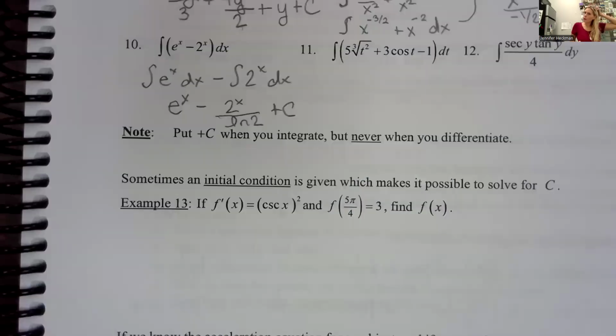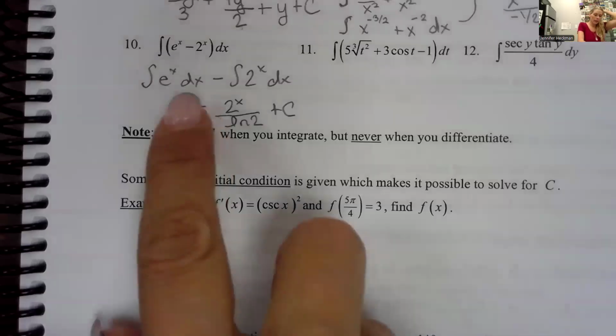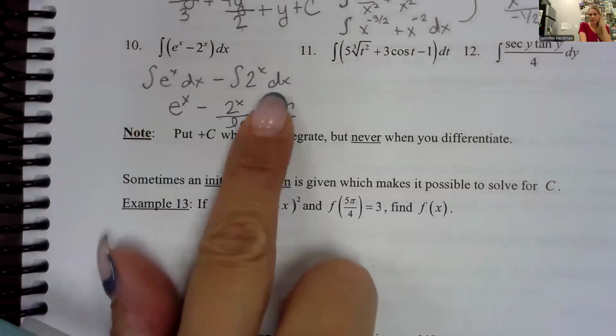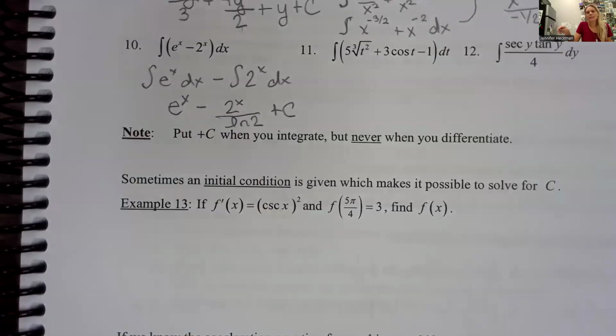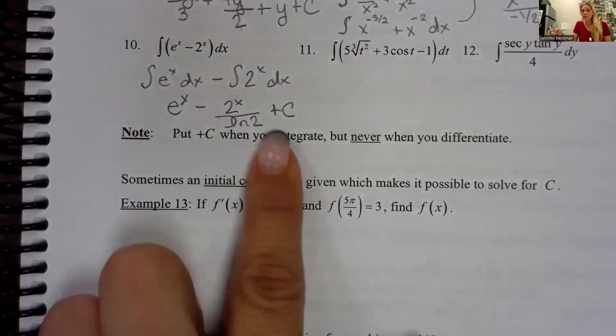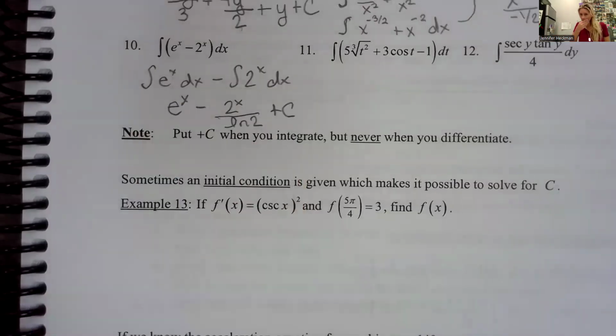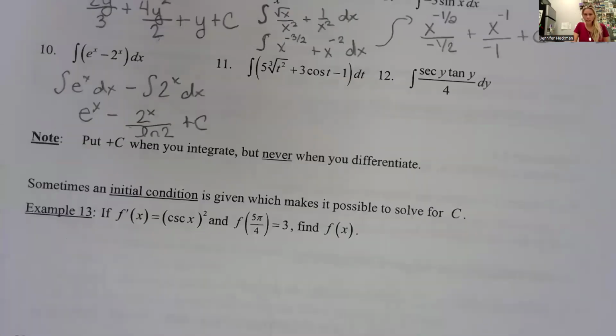Now, you might be wondering why I do not do a plus c here and a plus c here. Well, a plus c there and a plus c there is 2c, which is just another constant. So all you need to do is have that one there.